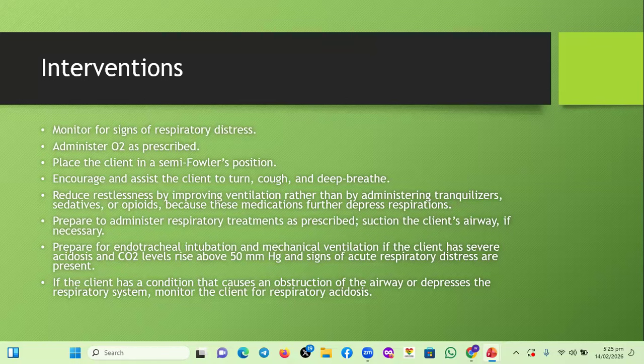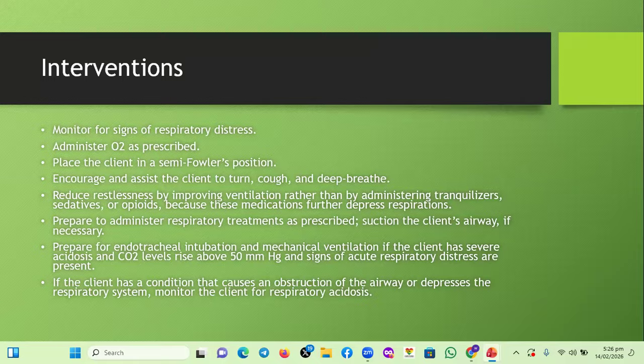So interventions for someone experiencing respiratory acidosis. Of course, we are talking about things that are related to the respiratory system. And so you cannot intervene without monitoring the respiratory system. You have to monitor for signs of respiratory distress, whether the person is using respiratory accessory muscles to assist with respiration. Then you have to give oxygen, because the lungs have to bring out carbon dioxide and take in oxygen.